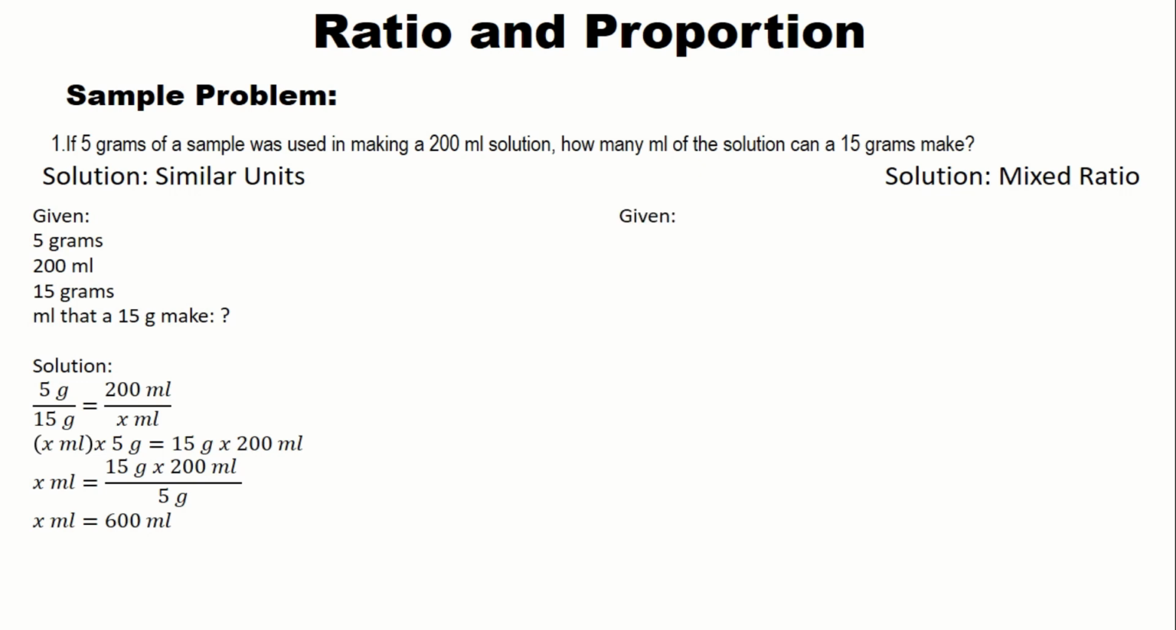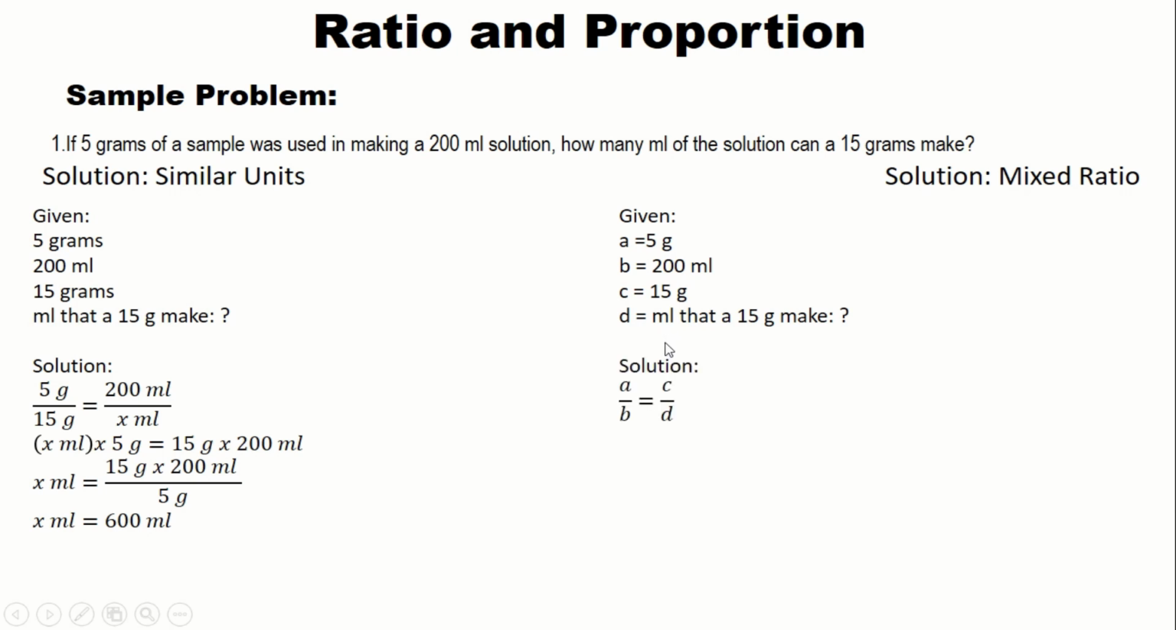Next solution is the mixed ratio. Again, we will assign each given with a particular letter using the general formula for ratio and proportion. So for A, that would be our 5 grams. B is our 200 ml. So this is the portion of a whole, the pair. And then 15 grams is D, its pair. So the volume that 15 grams can make, or the milliliters, is missing.